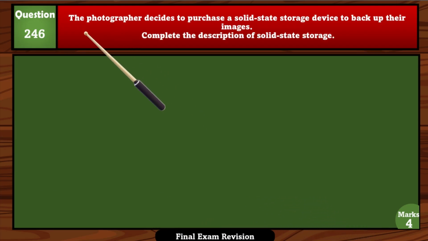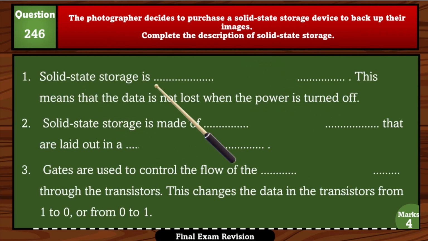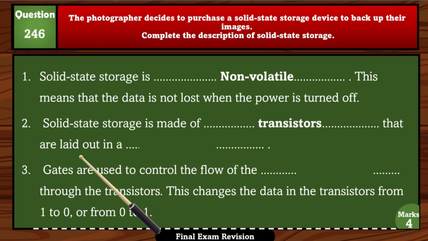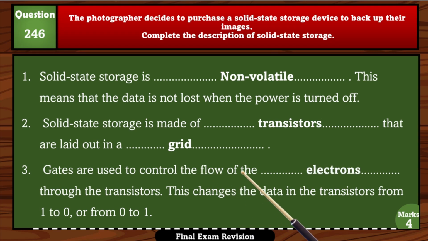Question 246. The photographer decides to purchase a solid-state storage device to back up their images. Complete the description of solid-state storage. Solid-state storage is non-volatile. This means that the data is not lost when the power is turned off. Solid-state storage is made of transistors that are laid out in a grid. Gates are used to control the flow of electrons through the transistor. This changes the data in the transistors from 1 to 0 or from 0 to 1.